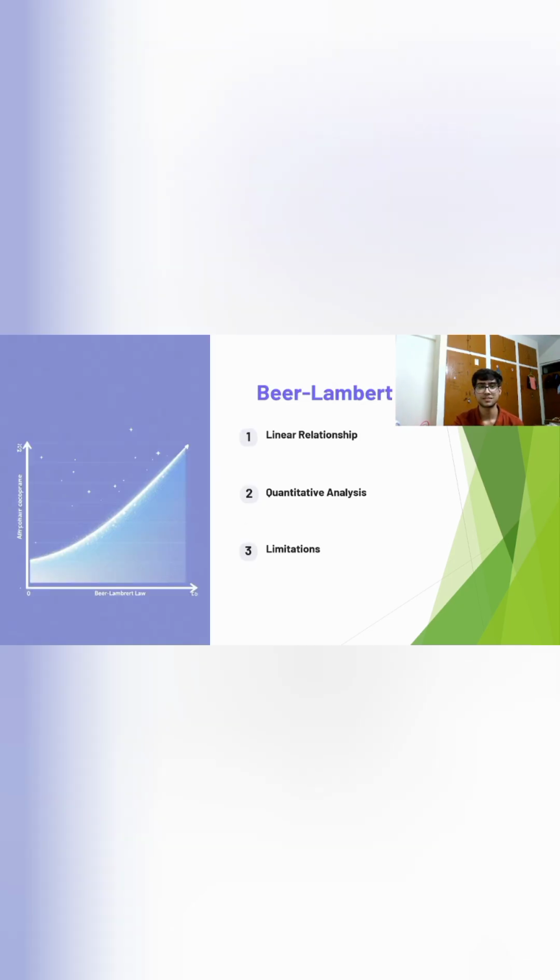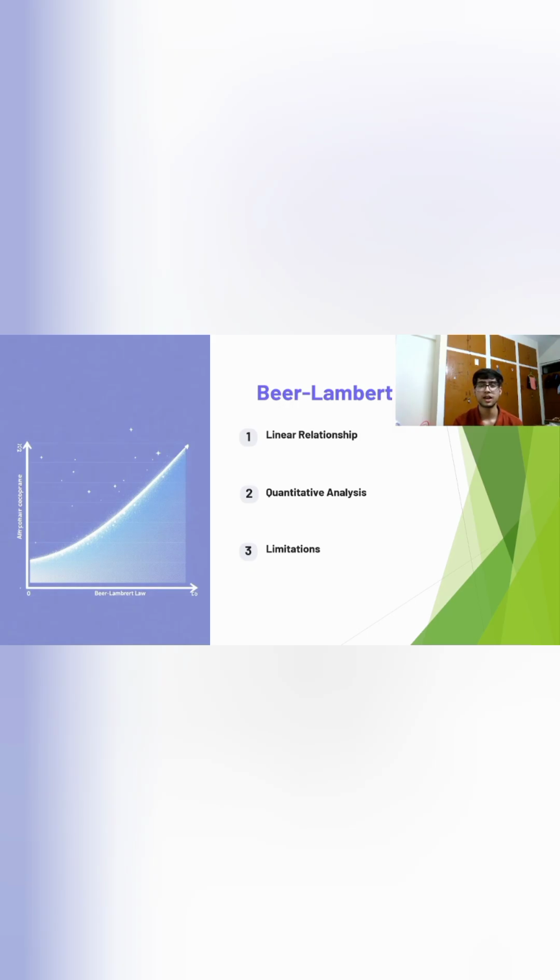So we can further see the linear relationship. The Beer-Lambert law describes the linear relationship between the absorbance of sample and the concentration of the absorbing species. Quantitative analysis: this law allows for the quantification of analyte concentrations in a sample based on the measured absorbance at a specific wavelength. Now let's talk about the limitations of Beer-Lambert's law.